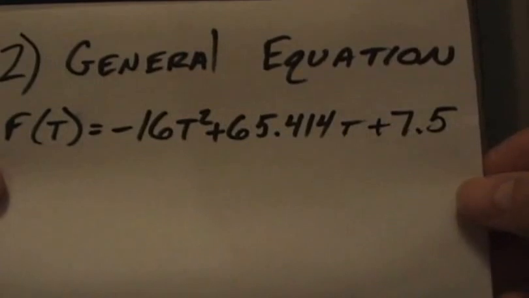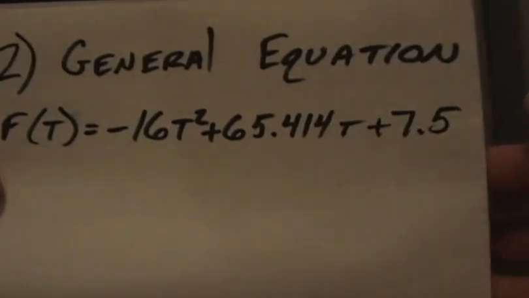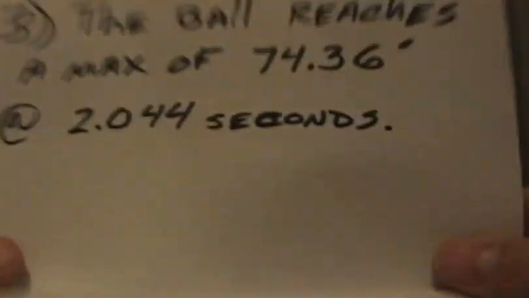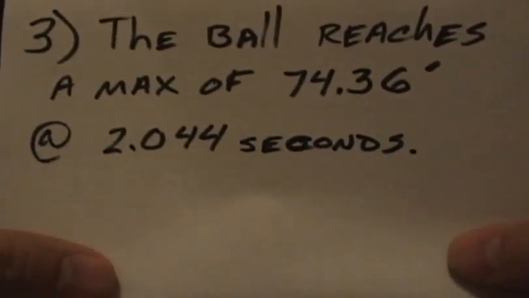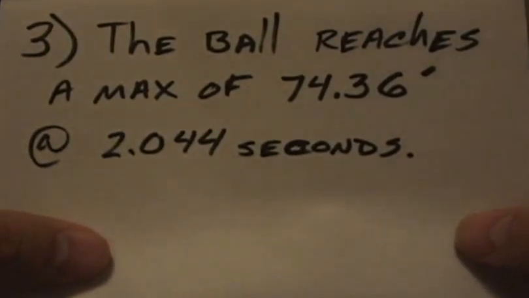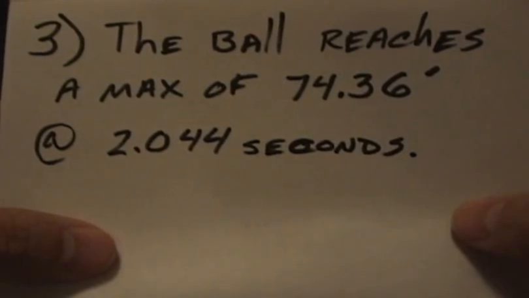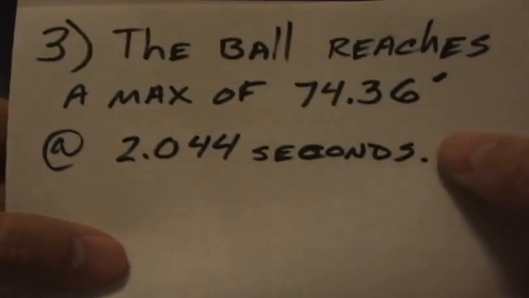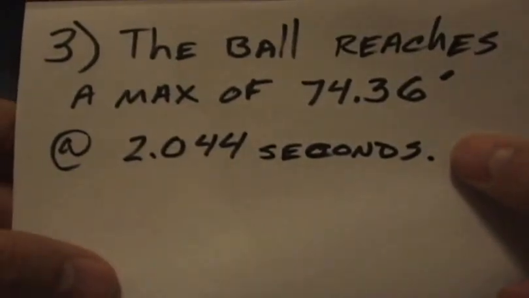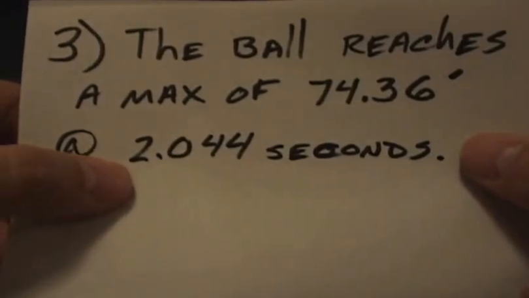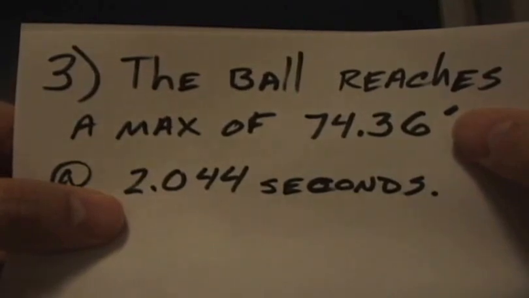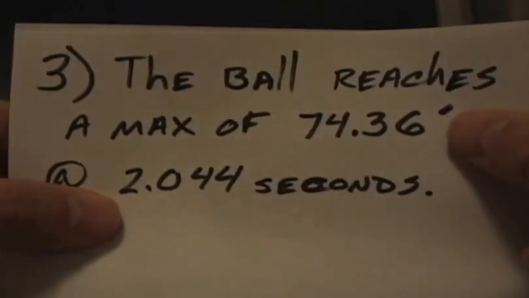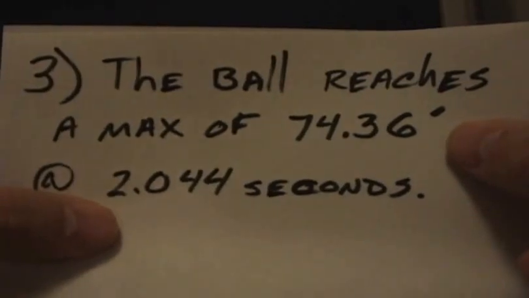Okay, at what time does the ball reach its highest point? And be sure to give units. Well, if we use negative b over 2a, okay, the ball is going to reach a max of 74.36 feet at 2.044 seconds, with of course the seconds being our x value, finding the vertex value, or our axis of symmetry, and plugging it back into our general equation and coming up with 74.36 feet, which was the height that Ryan threw the ball.